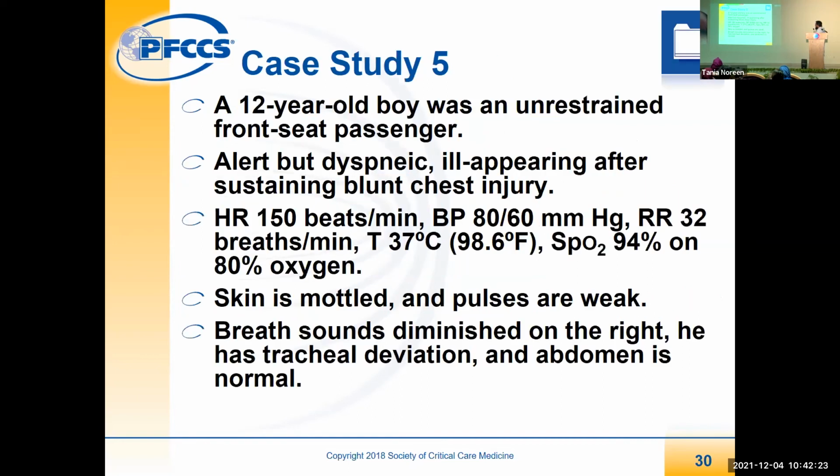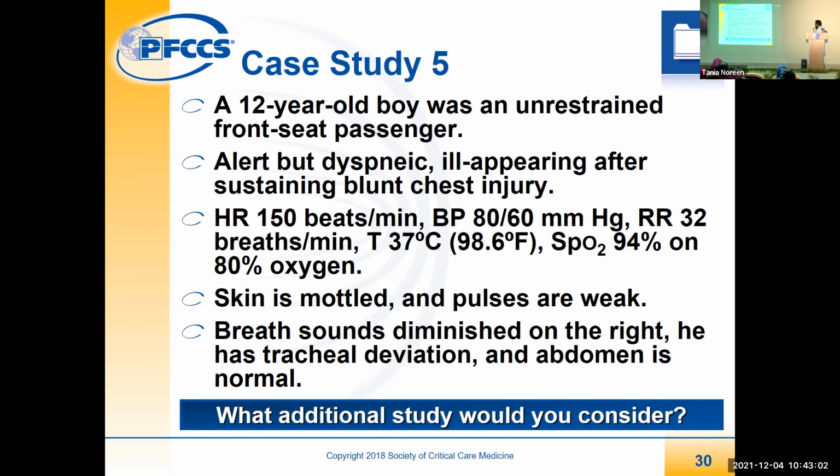So, a 12-year-old boy, unrestrained front seat passenger, alert but dyspneic, ill appearing after sustaining a blunt chest injury. For a 12-year-old, he is tachycardic, hypotensive, and tachypneic. His SpO2 is 94% on 80% oxygen. Skin is mottled, pulses are weak, breath sounds are diminished on the right. He has tracheal deviation and the abdomen is normal.